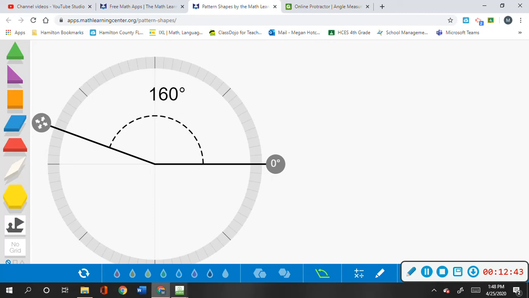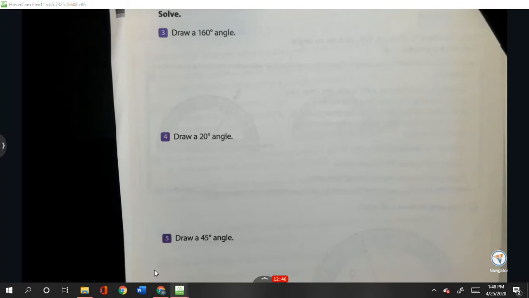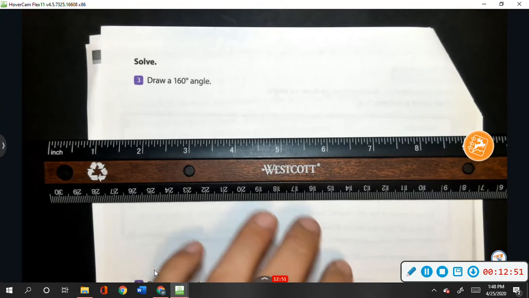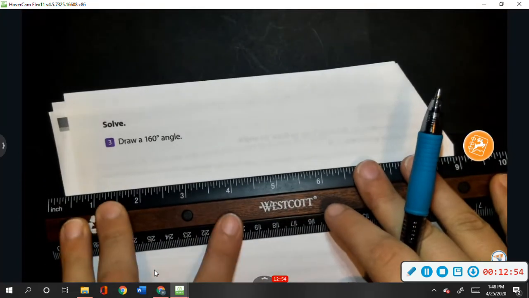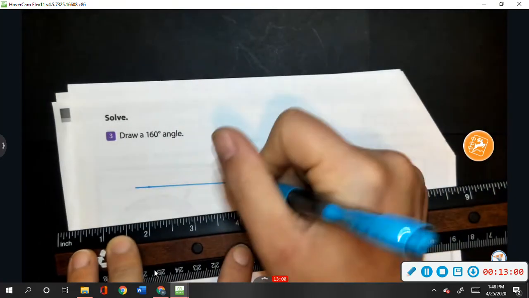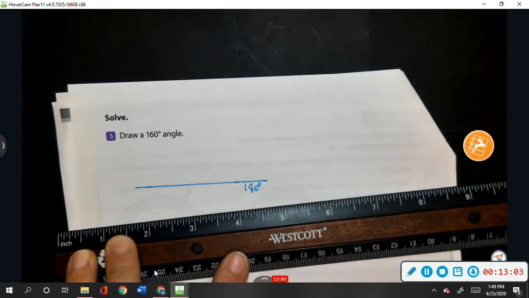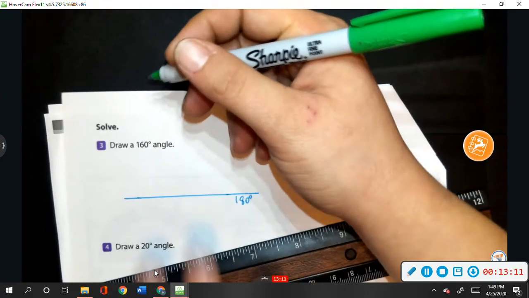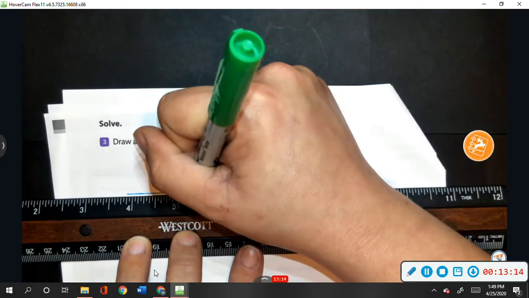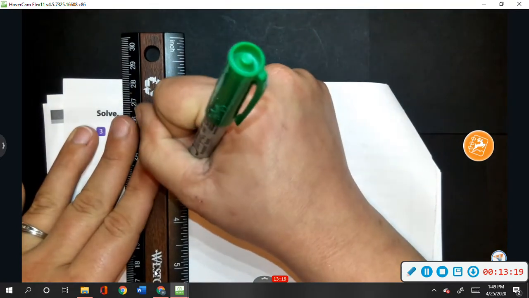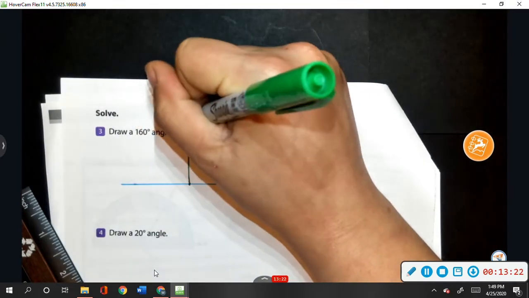So if you're drawing this, what I would recommend is if you have a couple different colored pens, get those out. Draw your benchmark angles. So a straight line is going to be 180 degrees. Your right angle, your 90-degree angle, is going to come straight up from that. So let's try and find the midpoint here. Midpoint's about here. And we're going to draw that up. There's your 90-degree angle.